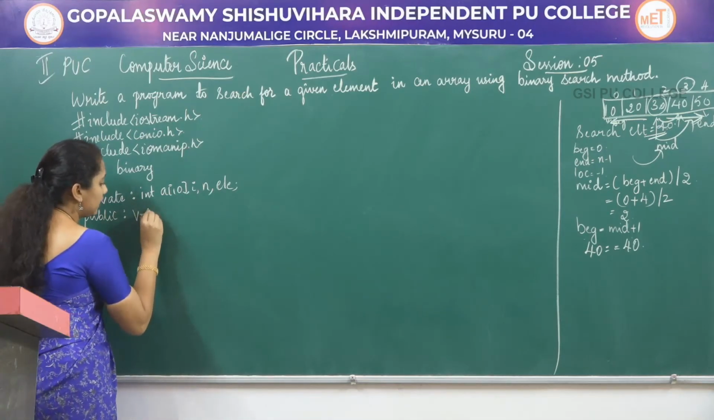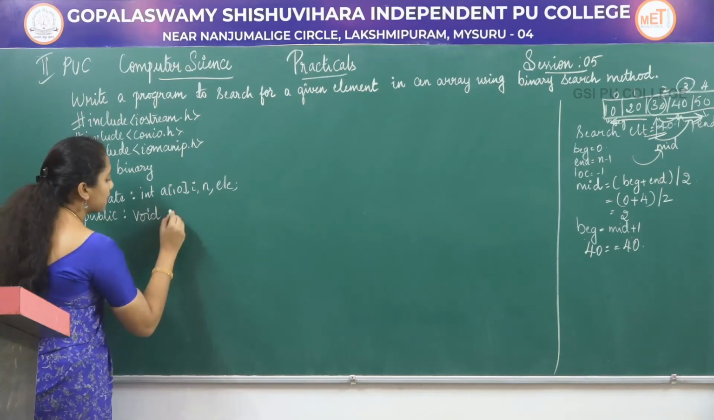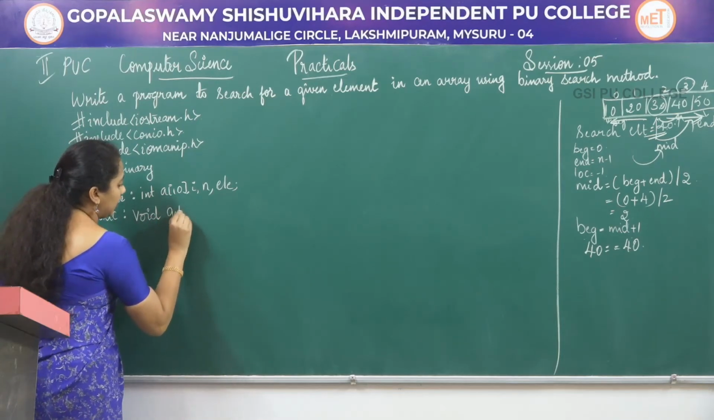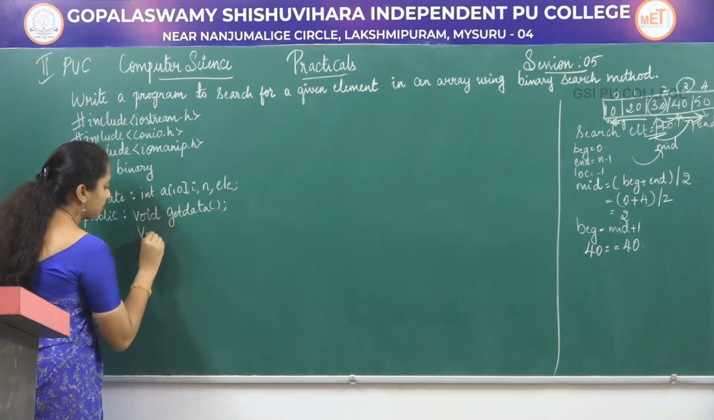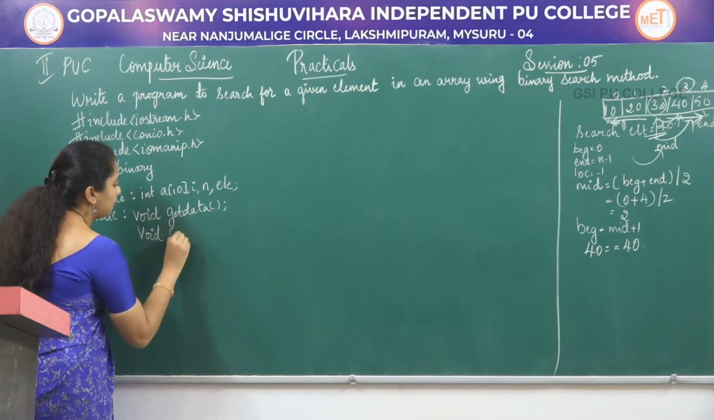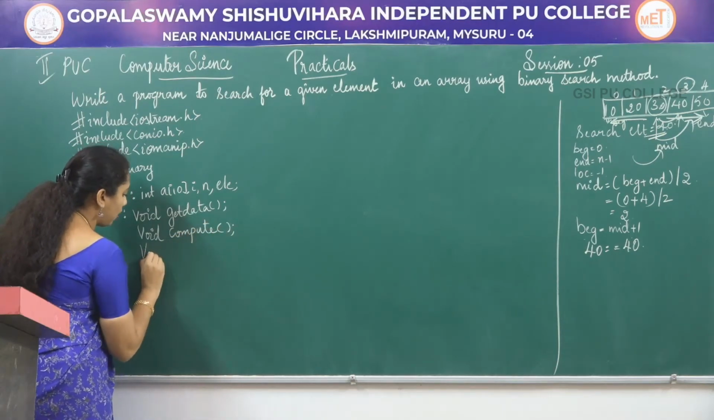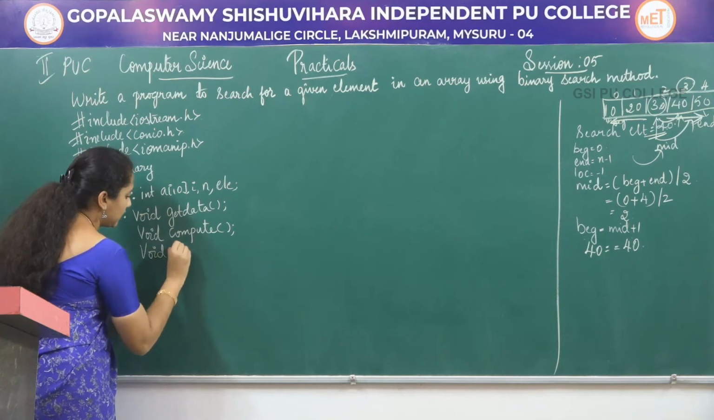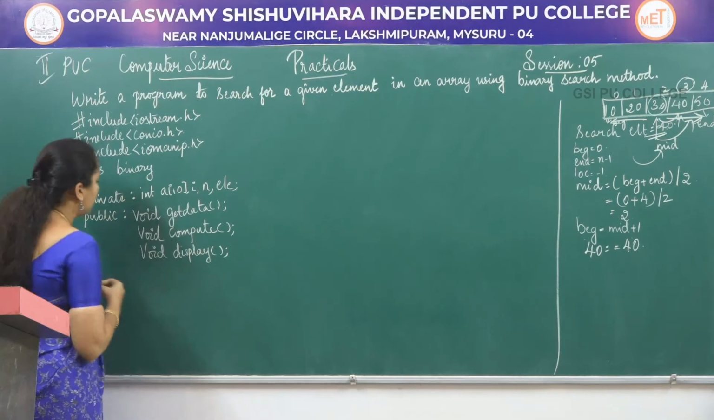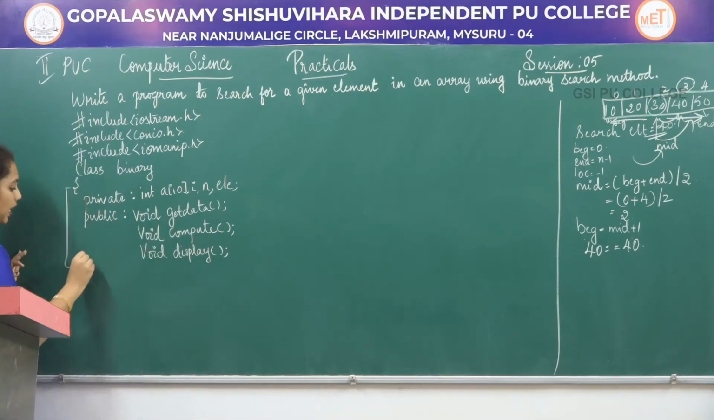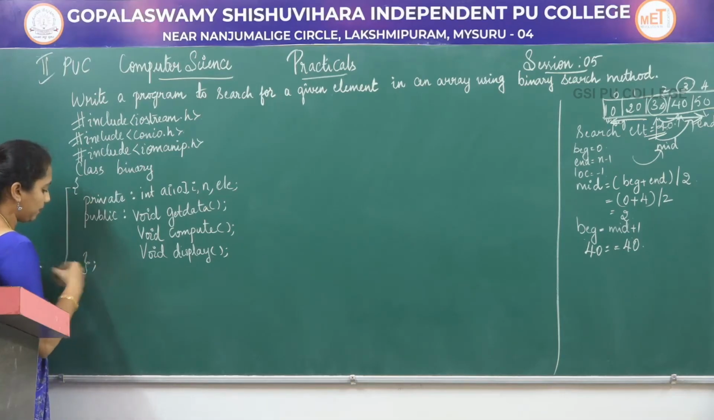The return type is void, as it is not returning any value. The return type is void for the get data function, void compute function, void display function. So I am going to close this class, terminating it with a semicolon.